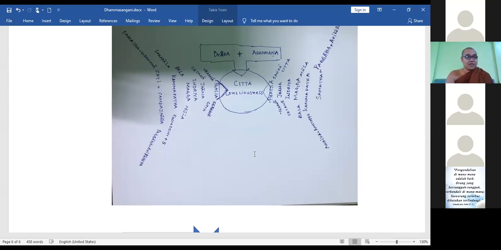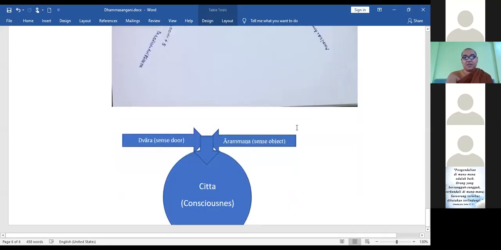Here you can take it: cittam uppannam hoti, a consciousness arises. How does it arise? What kind of consciousness? Somanassa-sahagatam, arising together with joy, nana-sampayuttam, associated with wisdom or knowledge. And also yam yam arabbha. Arabbha means taking as an object, taking something as an object.